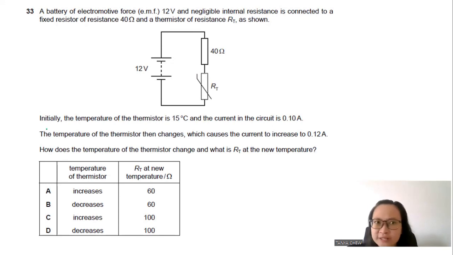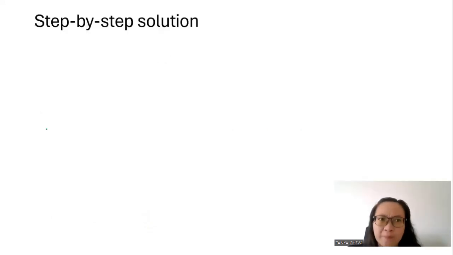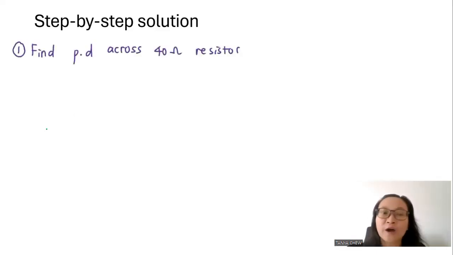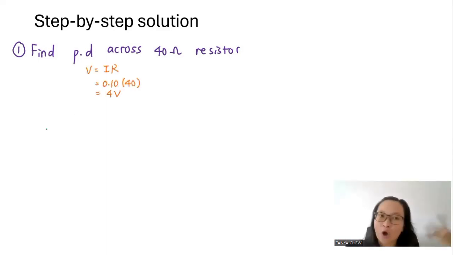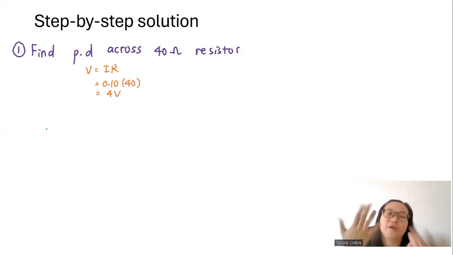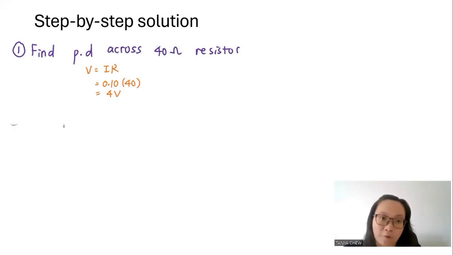Now for this question, a bit of IQ is involved here, but I'm going to give you step by step, give you the solid answer for that, right? So first of all, find the PD across the 40 ohm resistor, because the 40 ohm resistor won't change. So the PD will always be constant unless you change the EMF, right? So I just recall Ohm's law, Mr. George Ohm, V equals IR. I is given as 0.1, R is 40. So you get 4 volt here.